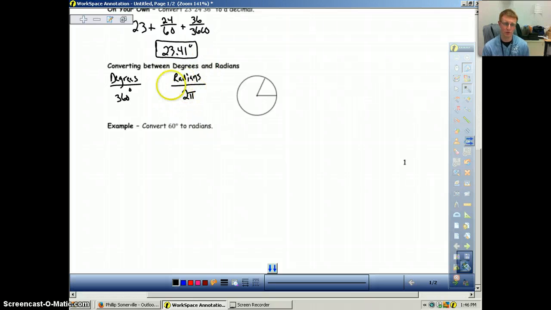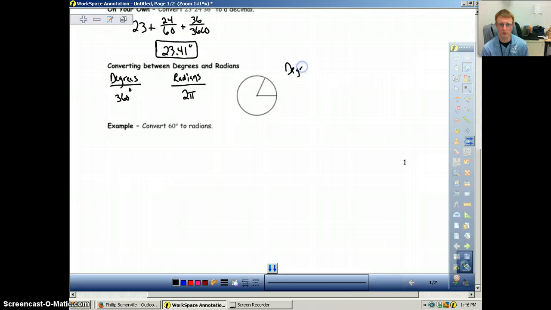And if you think about this, the 2 pi is kind of generated from how we find the circumference of a circle. We take the radius that we have and we multiply by 2 pi to get the circumference of the entire circle. So what does that mean? It means that we can convert back and forth between the two if we know what a full circle is.